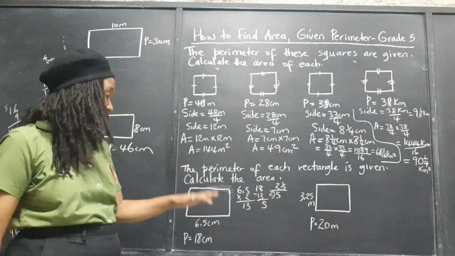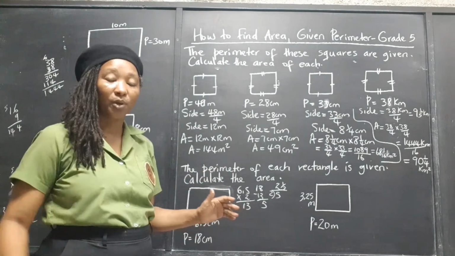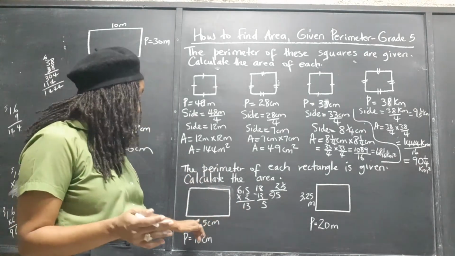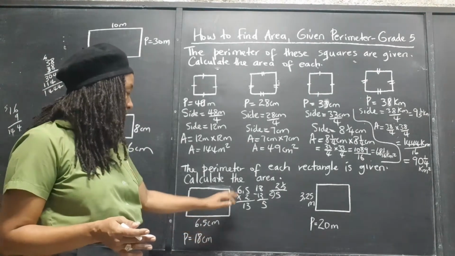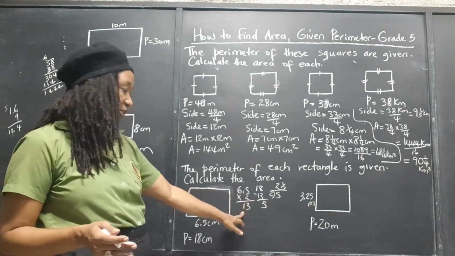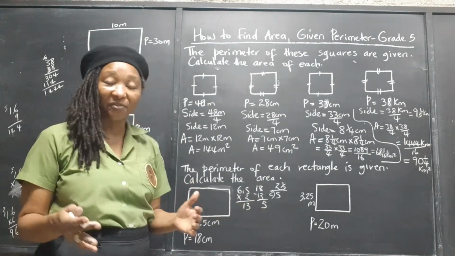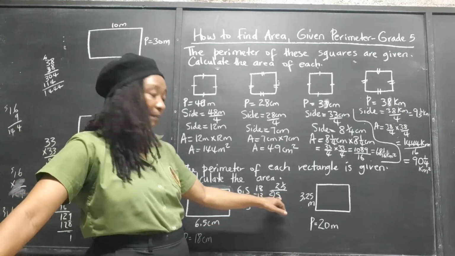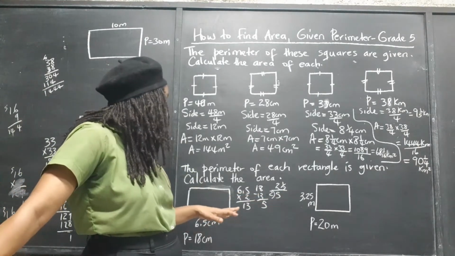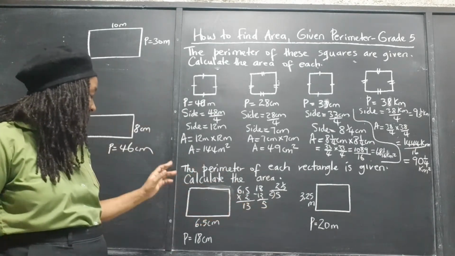So let's do that again. The perimeter is 2 times the length plus 2 times the width. If we know the length, multiply it by 2, so 6.5 times 2, that's 13. Take that out of the perimeter, and what's left represents 2 times the width. To find the width, we just divide that by 2. So we know now that the width is 2.5, the length is 6.5.